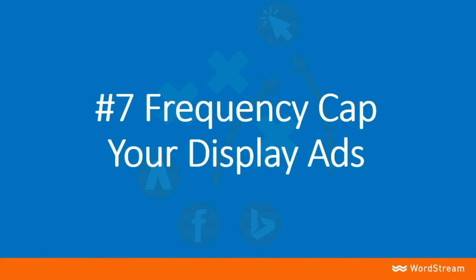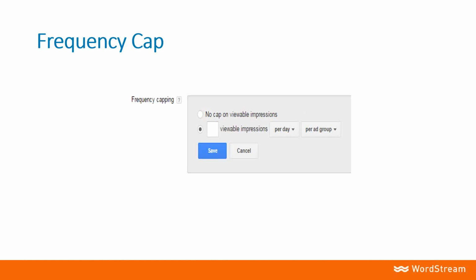Number 7 is frequency capping your displayed remarketing ads. Basically, frequency capping is putting a limit on the number of viewable impressions that your prospects see. Now, this is an essential component of nurture because you don't want to make people angry. You don't want to make them find you irritating or resent you because you're spamming them with your ads. So you can set a cap on it.